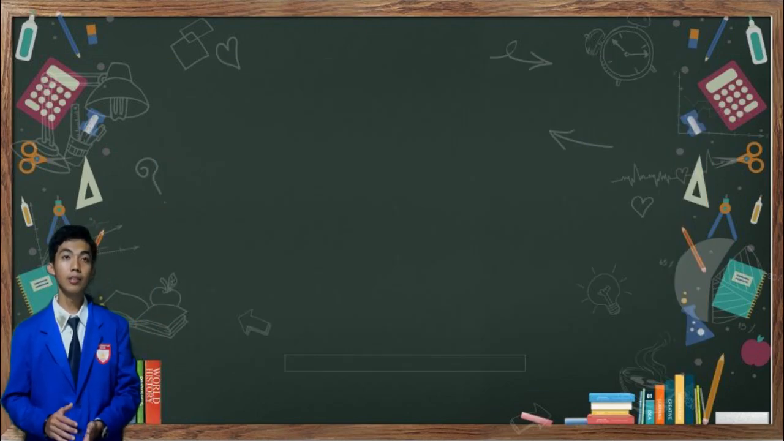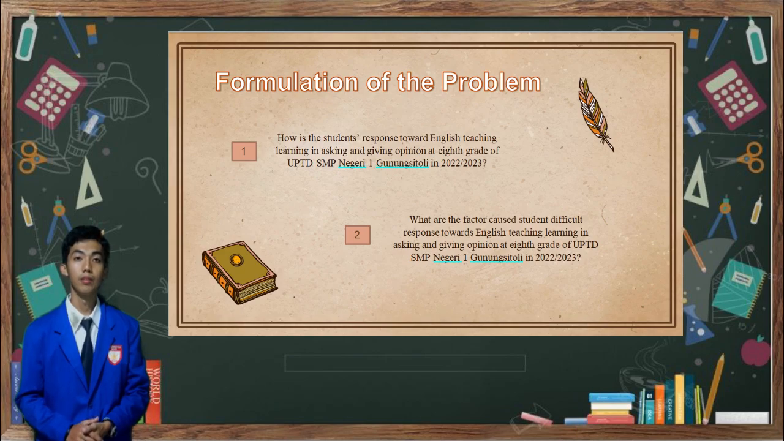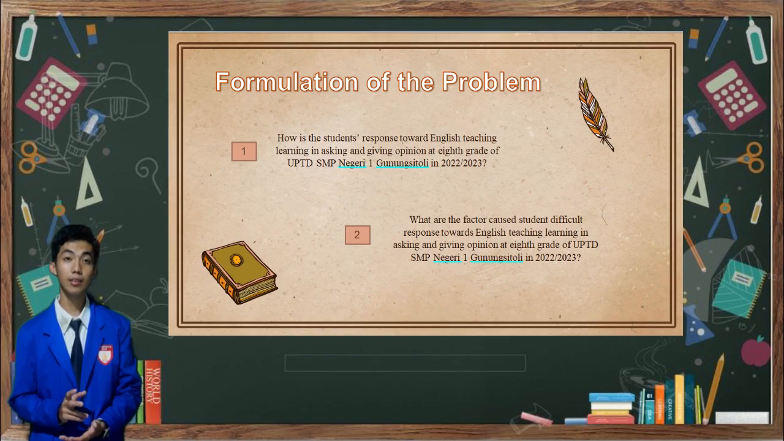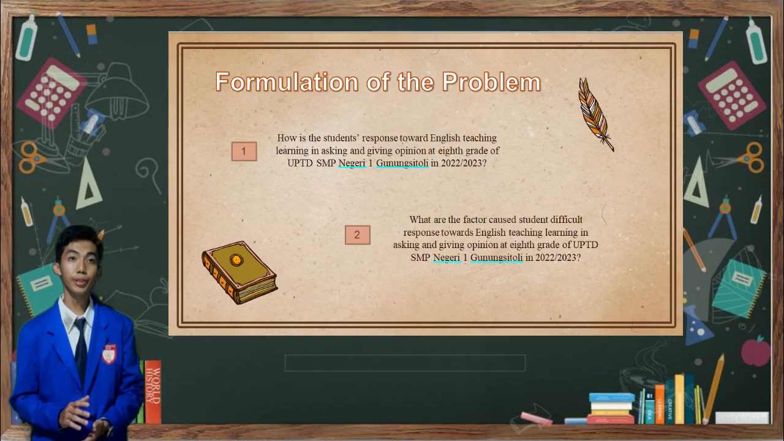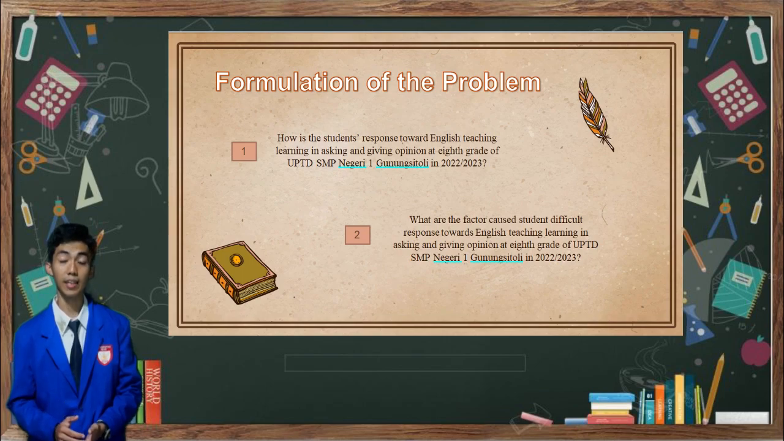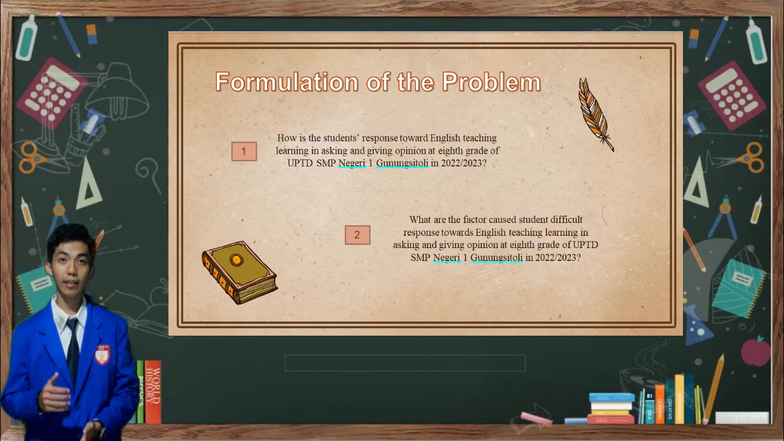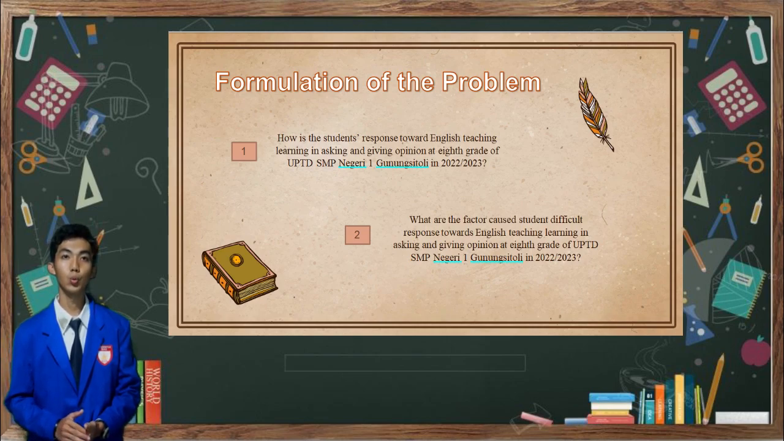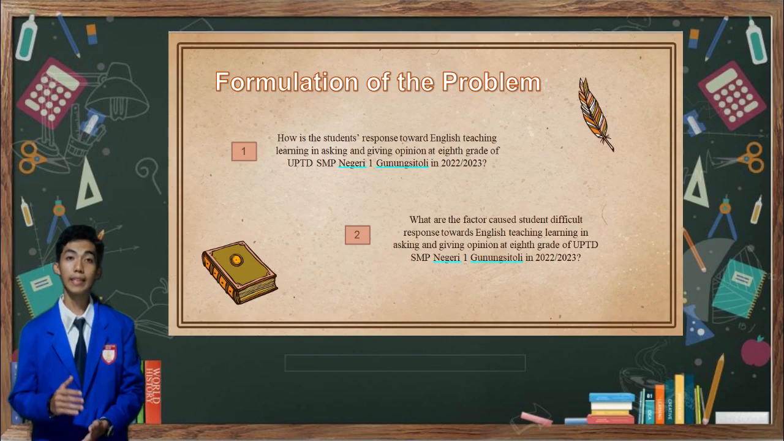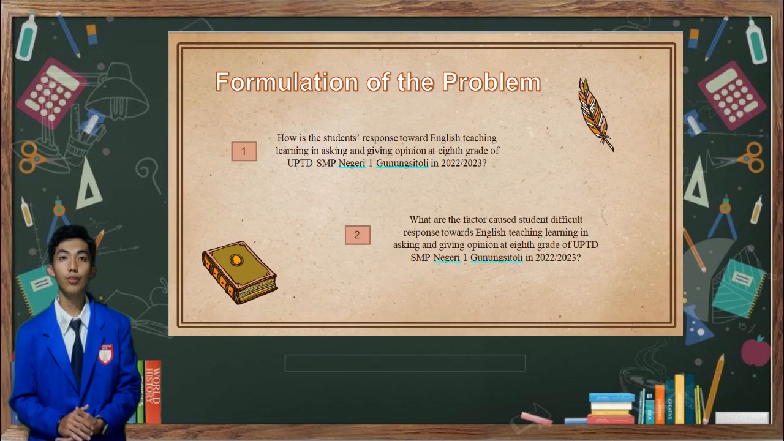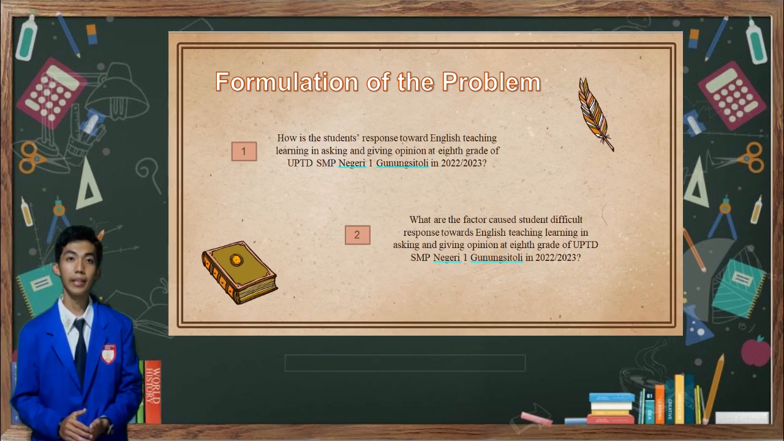So, the next is the formulation of the problem. The formulation of the problem has two points. The first is how the students respond to English Teaching Learning in Asking and Giving Opinion at A grade of UPTD SMP Negeri 1 Gunung Sitoli. The second is what factors cause students difficulty in responding to English teaching learning in asking and giving opinion at A grade of UPTD SMP Negeri 1 Gunung Sitoli.